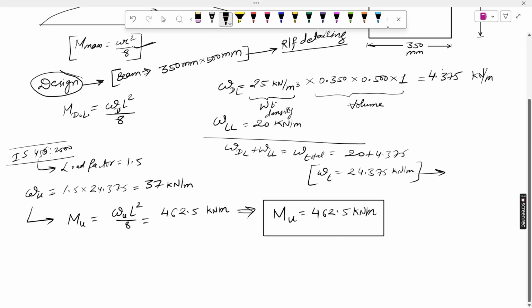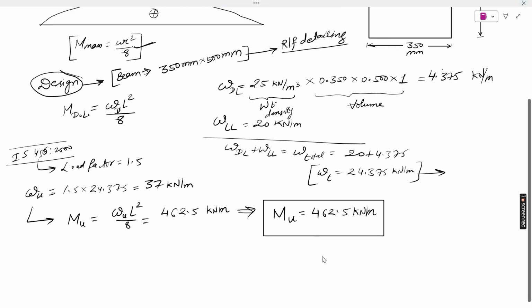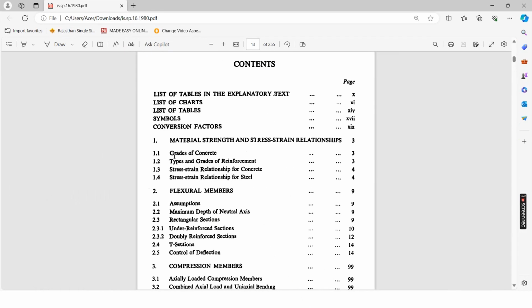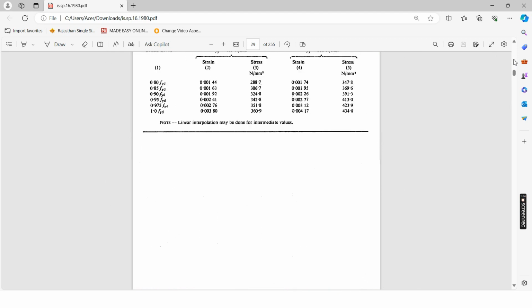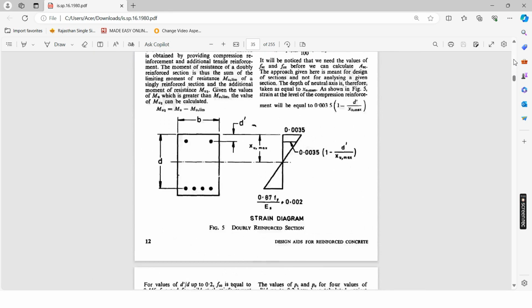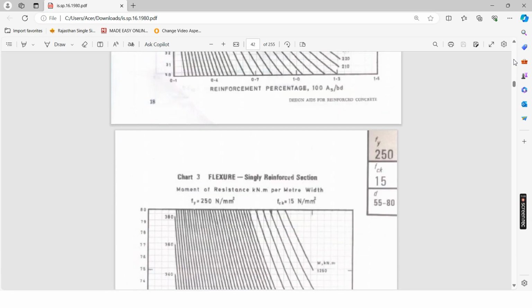So now you have to calculate the MU and go to our code. What is the code? The code is SP16. In this you can see the flexural member section, in which you have to go below and see the tables. I marked the page also there. Go down, go down, go down.